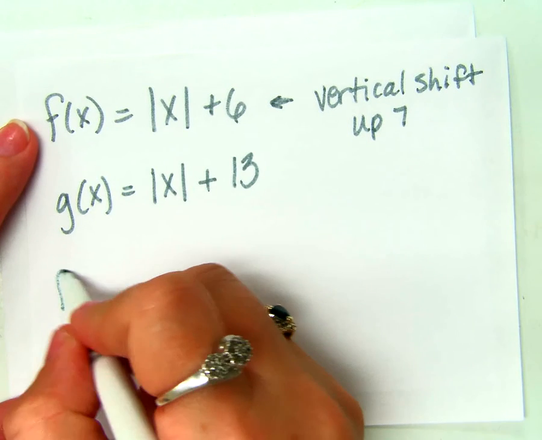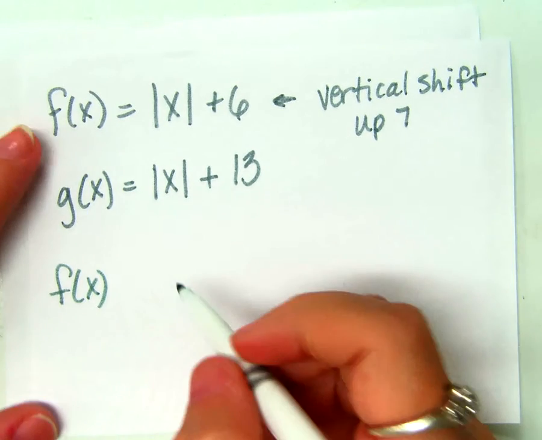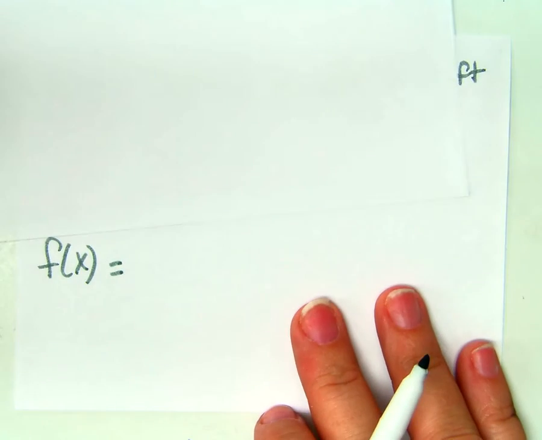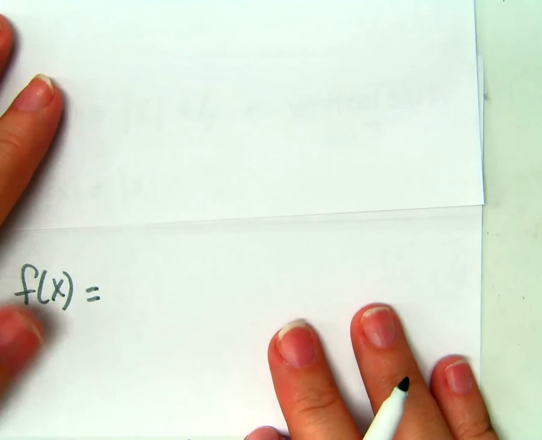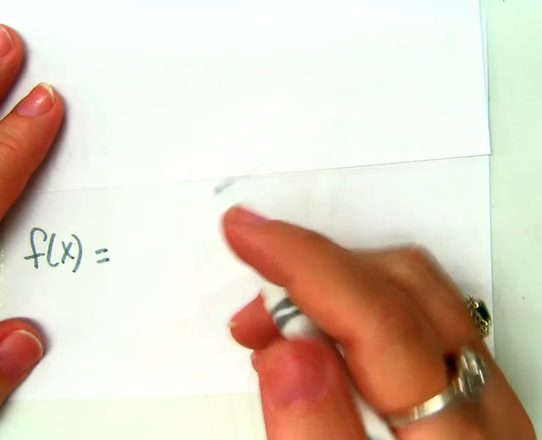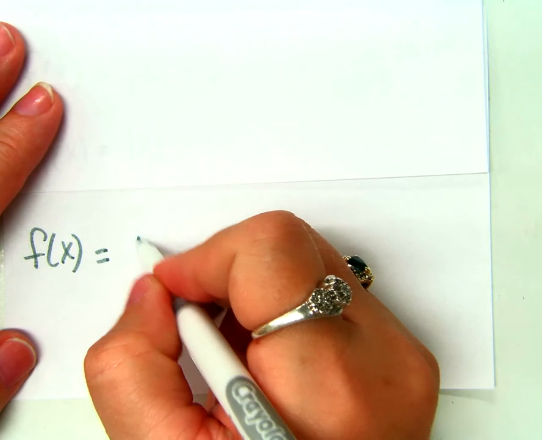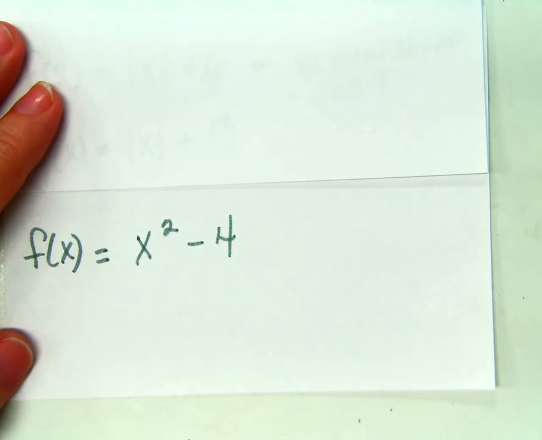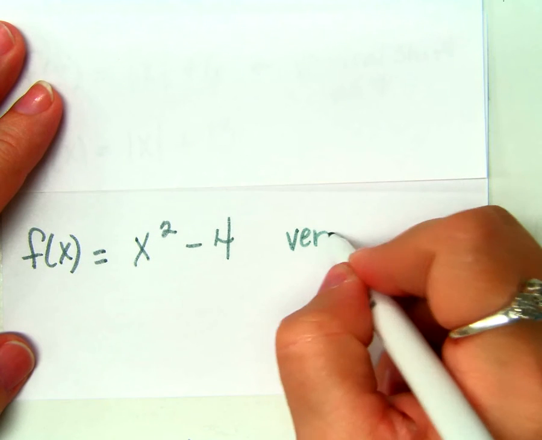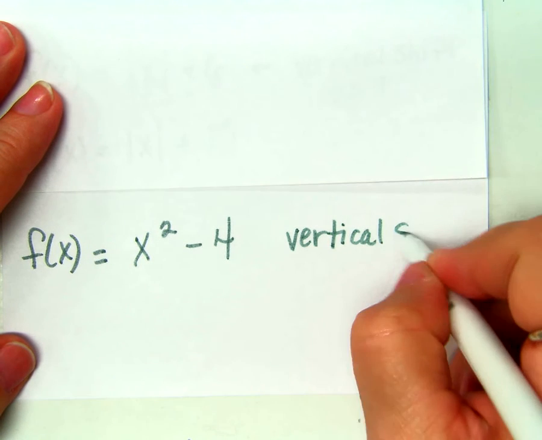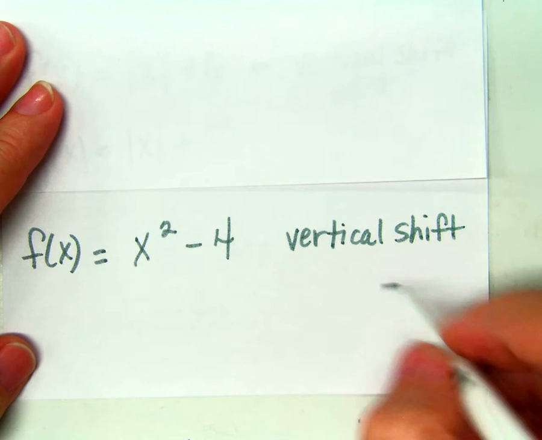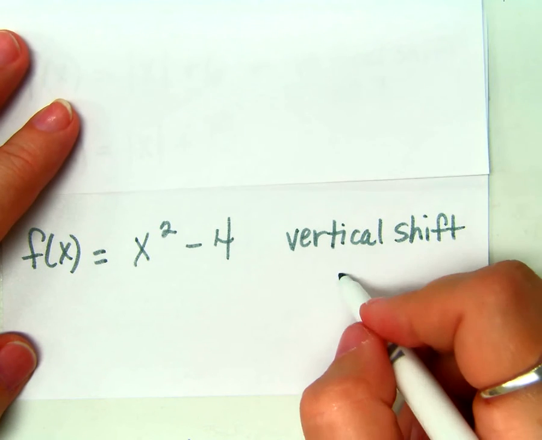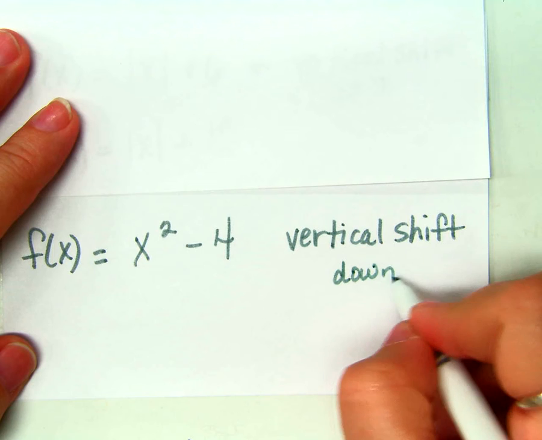Okay? So what about if we have f of x equals, let's cover that so we don't distract. Let's say we have f of x equals, how about x squared minus 4. And I want this to have a vertical shift. How about, where did we move last time? Up. Then let's move down 11.